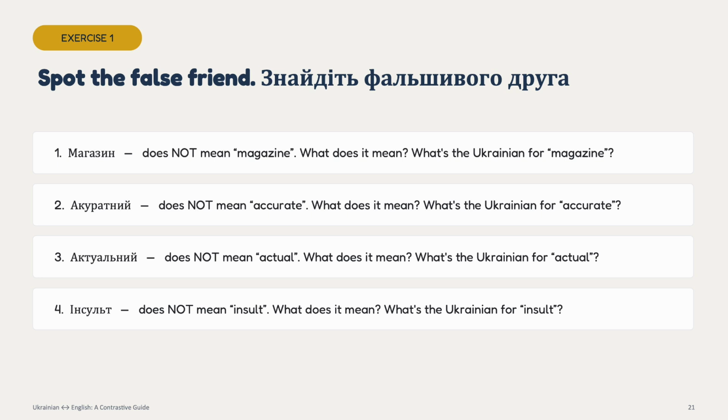Okay, insult, which is not insult in English. What do you think insult can be? It's something related to medicine or health. Insulin? Which one? Insulin? Well, it's kind of similar, but it's not.